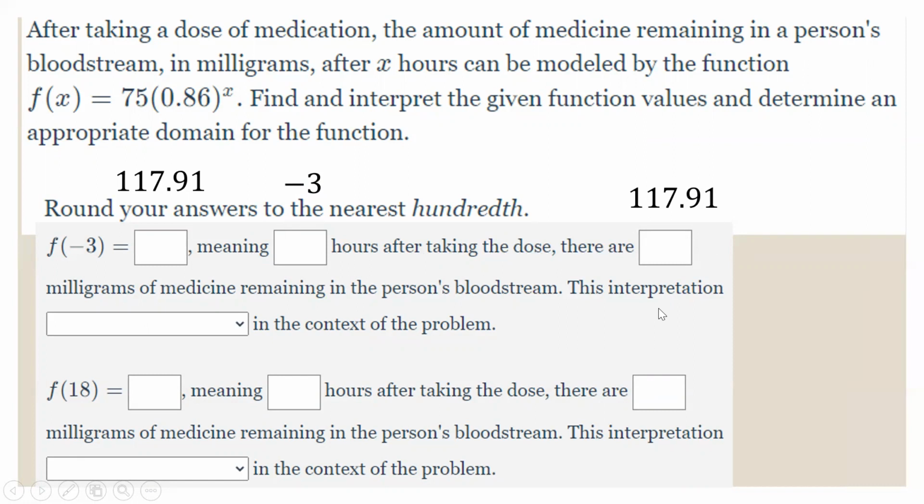However, what is -3 in a time frame? You're not going to take the medicine before you take the medicine. So this one does not make sense. Okay? -3 does not exist in the time frame.